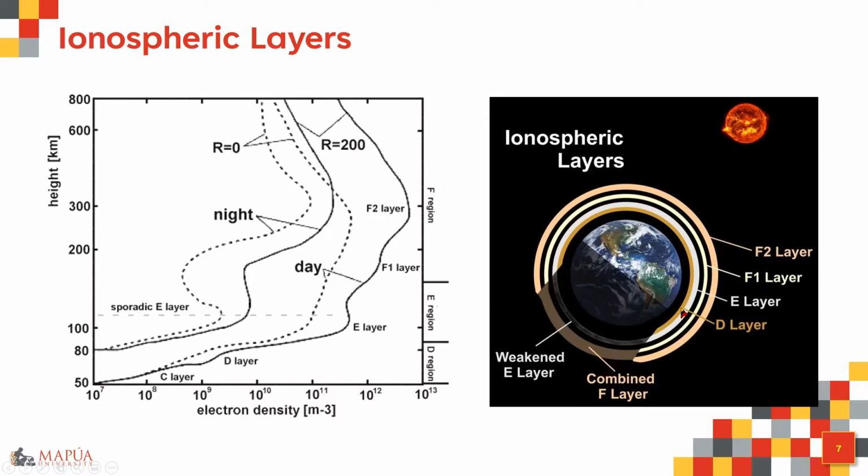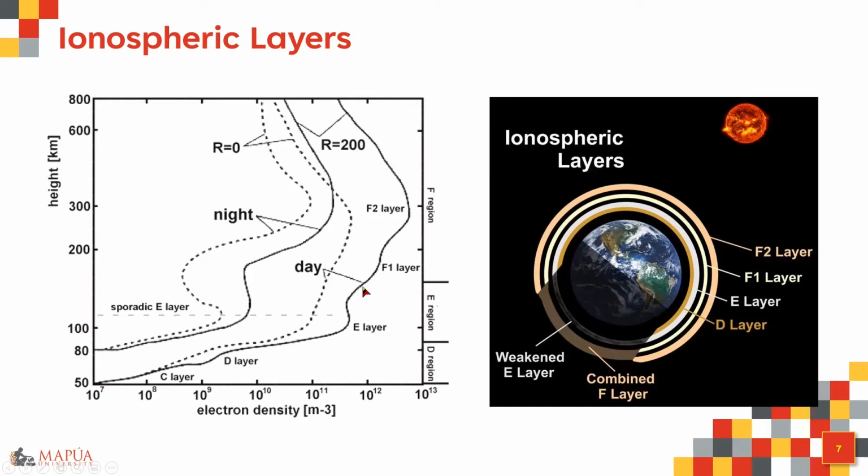Okay, and then the D layer is completely removed because of the recombination process, because of the absence of ionizing radiation coming from the sun. And then the E layer weakens in the nighttime as well. So in other words, during the nighttime, the ionosphere is basically composed of two layers. You have your E layer and your F layer, while in the daytime, we have 4 layers, sometimes 5. You have your D, E, F1, and F2 layers.